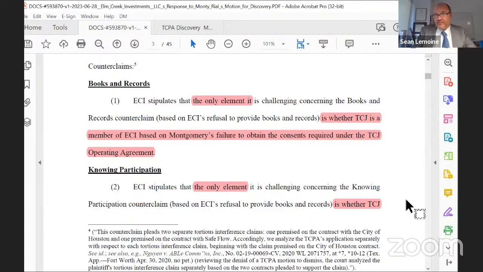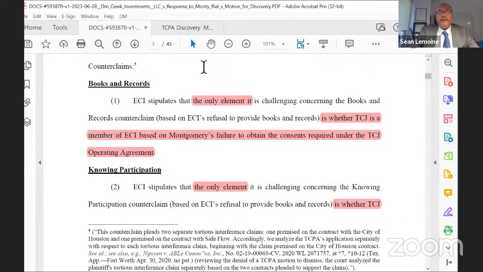If you were to strike the supplement, the only element I'm going to challenge when we show up in front of you, after you tell me you don't like the step one analysis, is step two, whether or not they can establish that they are entitled to these books and records. And their argument seems to revolve around, well, because we pled we're a member, that's fine. That's not how it works. Otherwise, everybody would just plead all the elements and say, that's good enough for a prima facie case.